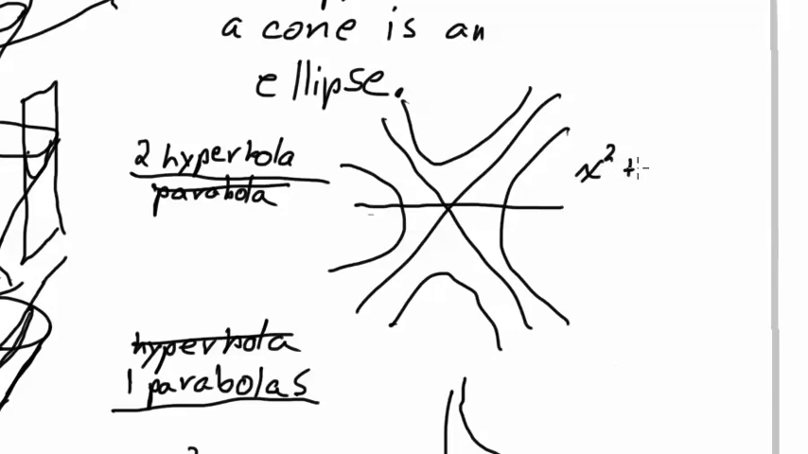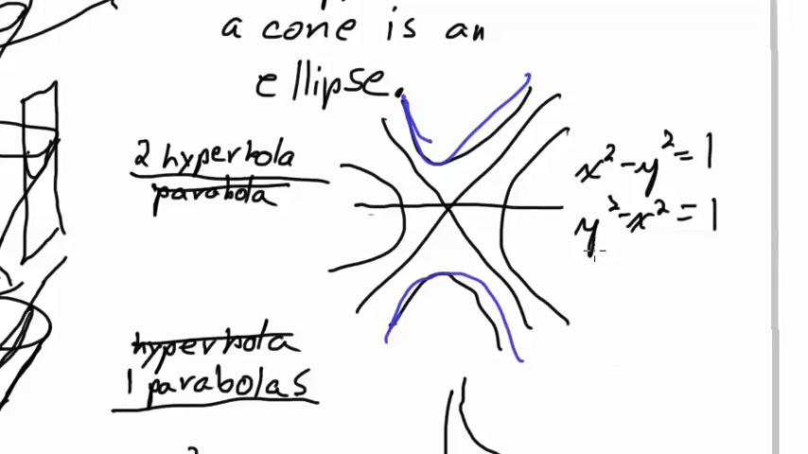x squared minus y squared equals, say, 1, or y squared minus x squared equals 1. In fact, both of these would be described by y squared minus x squared equals 1, while both of these would be described by x squared minus y squared equals 1. And of course, you can change this number to change where it crosses the axis.